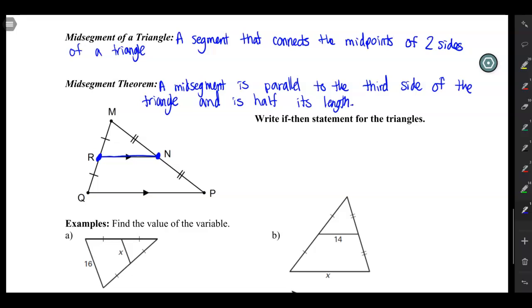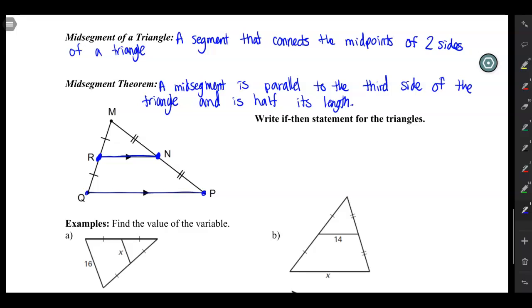Now the mid-segment theorem tells us something interesting about that mid-segment. First, it tells us that it's parallel to the third side of the triangle. So I know that RN is parallel to QP. It also tells us that RN is exactly half the length of QP. So if QP is 10, then RN is 5.